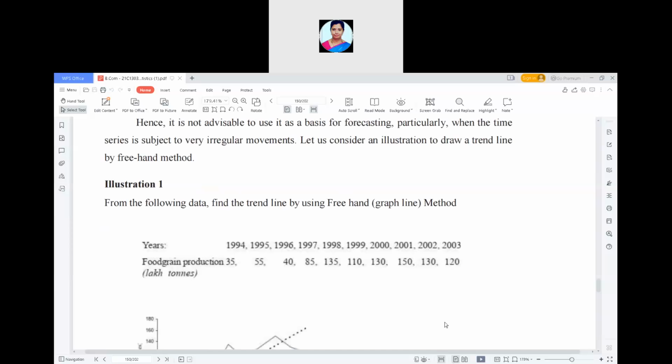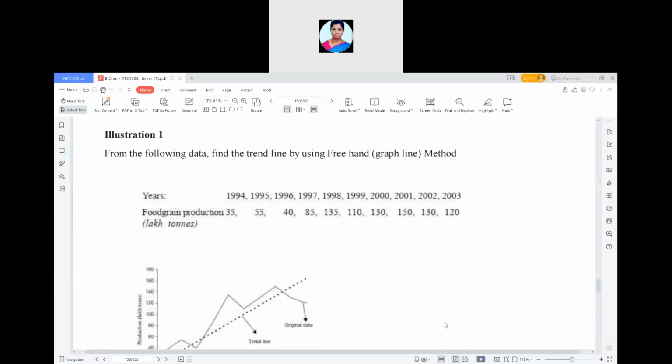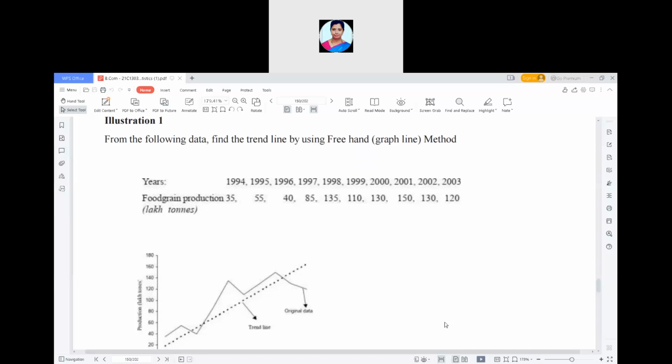Here we have an illustration. Let us see that one. From the following data, find the trend line by using the freehand method, or graph line method. So, graphical method or freehand method, we can say. The data given to us are the years 1994 to 2003, and food grain production 35, 55, 40, 85, 135. Likewise, it is given for each and every year up to 2003.